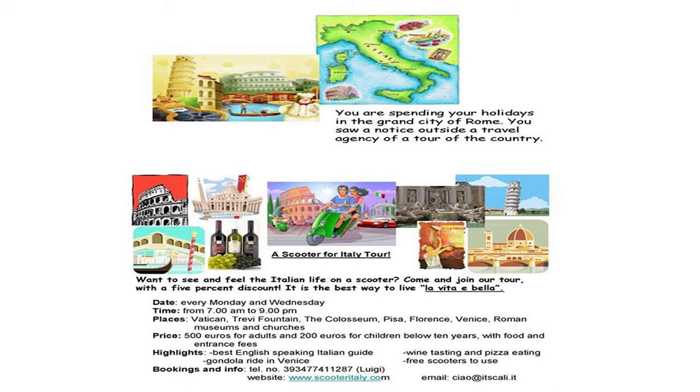So the part there where you see highlights, you have best English speaking Italian guide. You have gondola ride in Venice and wine tasting and pizza eating. Also free scooter for use. So there you see, those are the highlights. So you needed to scan the flyer in order to get that information.